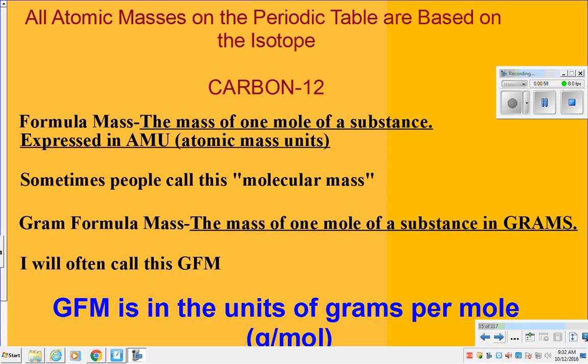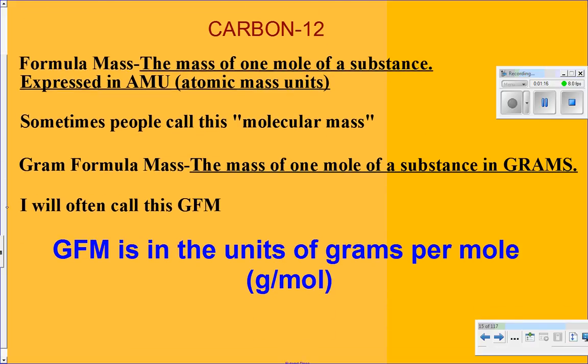So atomic masses on the periodic table are based on the isotope carbon-12. The formula mass, which we're going to be calculating today, is the mass of 1 mole of a substance expressed in atomic mass units. Actually, to be fair, we technically will calculate gram formula masses. This really means the exact same thing. We just then give the mass in grams, or grams per mole. So the unit of a GFM is grams per mole. That's really important, and that's actually going to allow us to do conversions. That becomes a conversion factor for us.